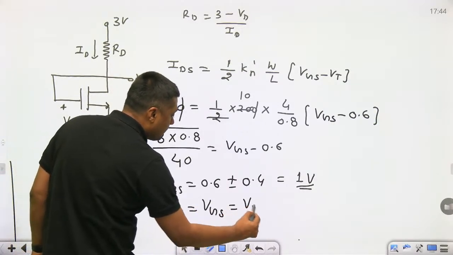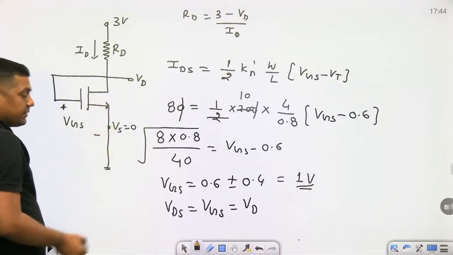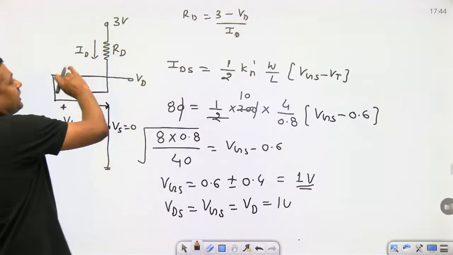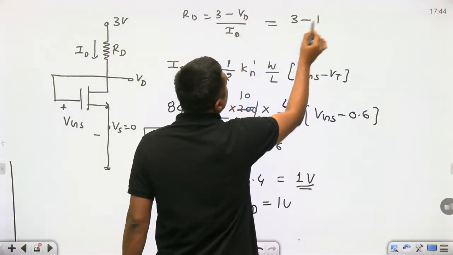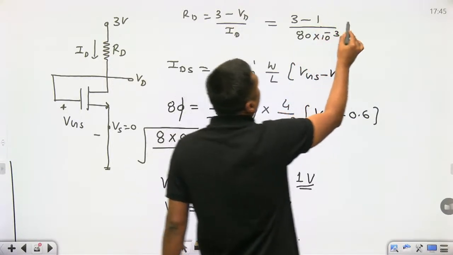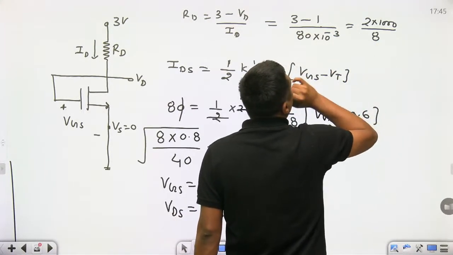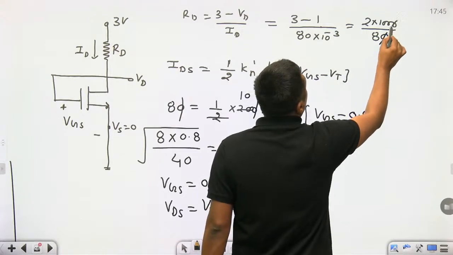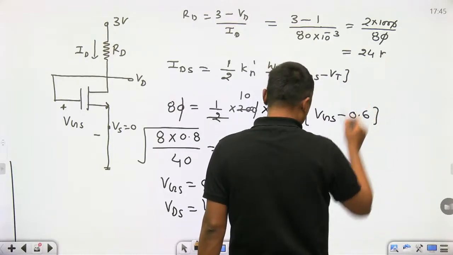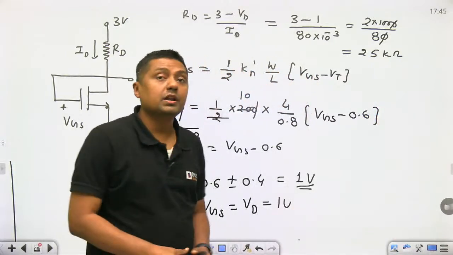That value of VGS is nothing but the value of VDS. That is the value of what? VD, because VS is 0. This is the value of VDS or VD, same thing. That is 1 volt. Now you have the 1 volt, then you can find the value of RD. (3 minus 1) upon 80 microampere. It will become 2 into 1000 divided by 80. This 0 cancels. This is 100 by 4. 100 by 4 is what? 25 kilo ohm. Answer is 25 kilo ohm.